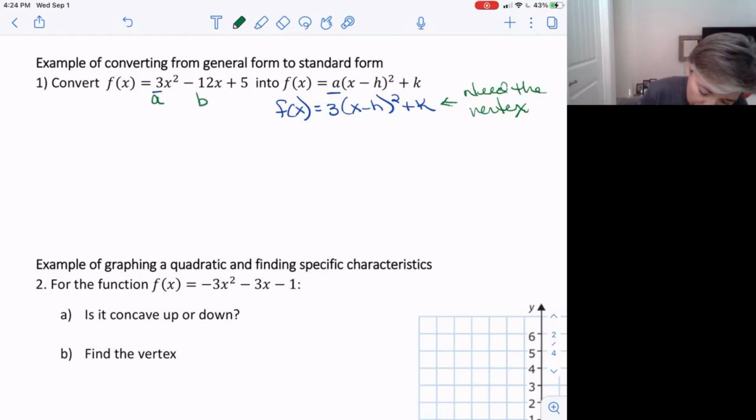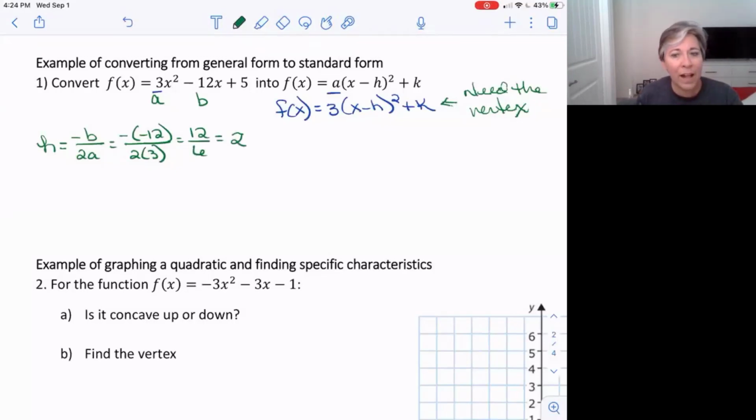Well, remember to find the h coordinate of the vertex, we take the opposite b over 2 times a. So that's going to be the opposite of negative 12 over 2 times 3. So that's going to be 12 over 6. So we have an input value of 2 for the vertex. So we have a 2. Now we have to find the k. So that means the output value.